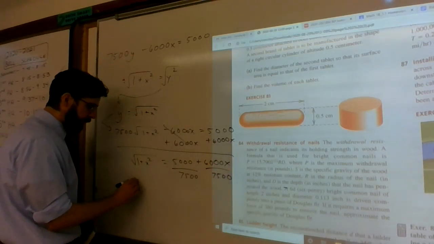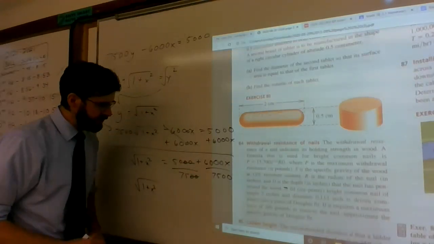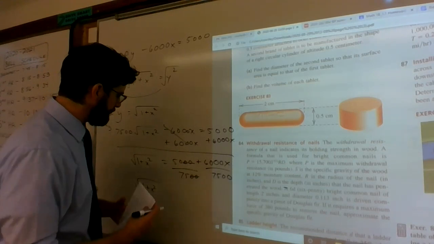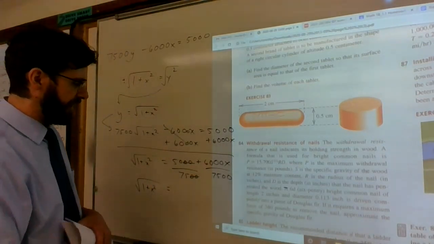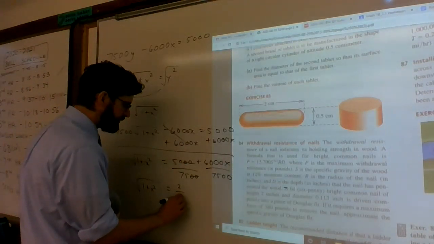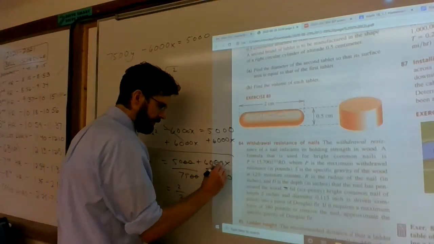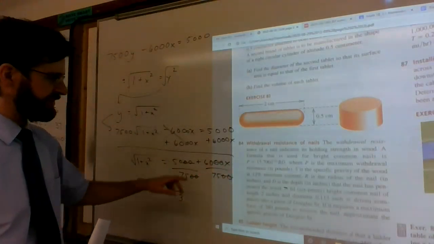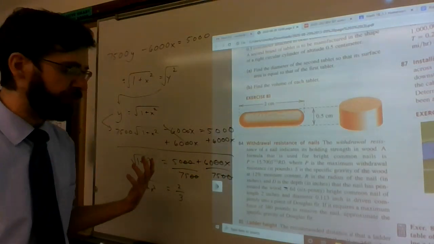Before I square both sides, just keep in mind that these cancel and you're left with 50 over 75. Well, 50 over 75, if I divide the top by 25 and the bottom by 25, is the same thing as 2/3. And then over here, I'm left with 60 over 75. They both divide by 15, so it's 4/5.